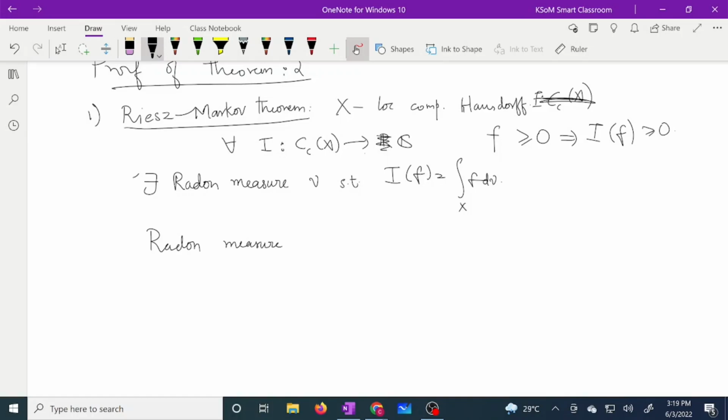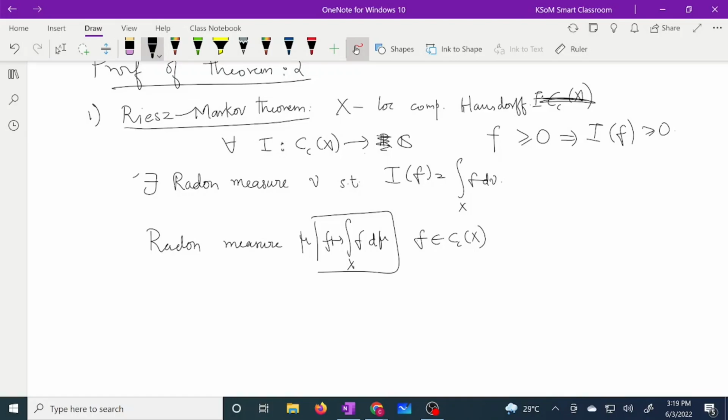if you have a Radon measure, let's say mu, then the integral over x of f d mu, f goes to this, for f in Cc of x. This is a positive linear functional that you can show from the properties of the measure mu.